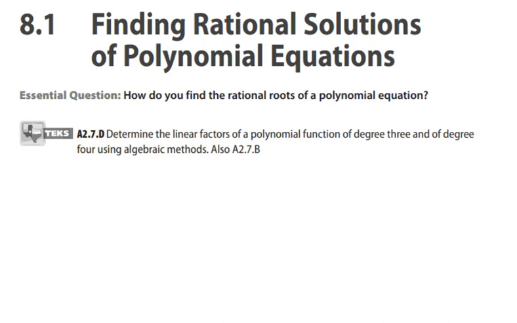Algebra 2, Chapter 8.1, Finding Rational Solutions of Polynomial Equations. We'll go over some things, including the rational roots theorem. Essential question: how do you find the rational roots of a polynomial equation? We are looking specifically at the standards of degrees 3 and 4 using algebraic methods. So let's go on here.